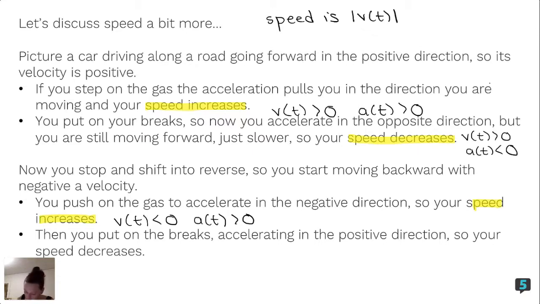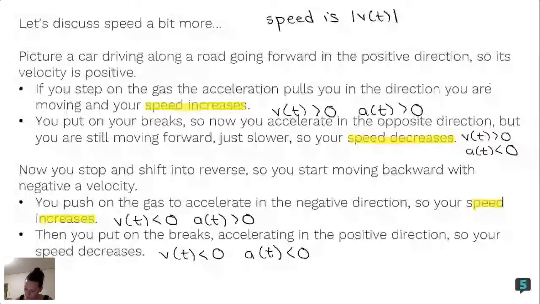Excuse me. So my velocity is less than 0 and my acceleration is less than 0. Nope, I got that backwards. My acceleration is greater than 0. We're accelerating in the positive direction.